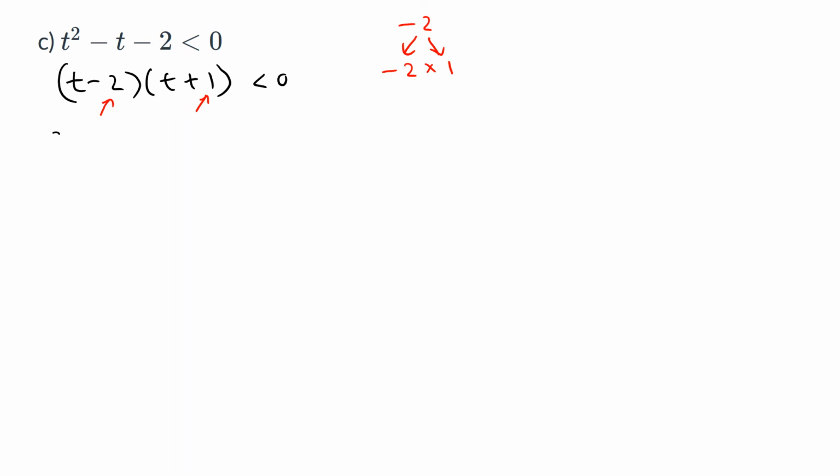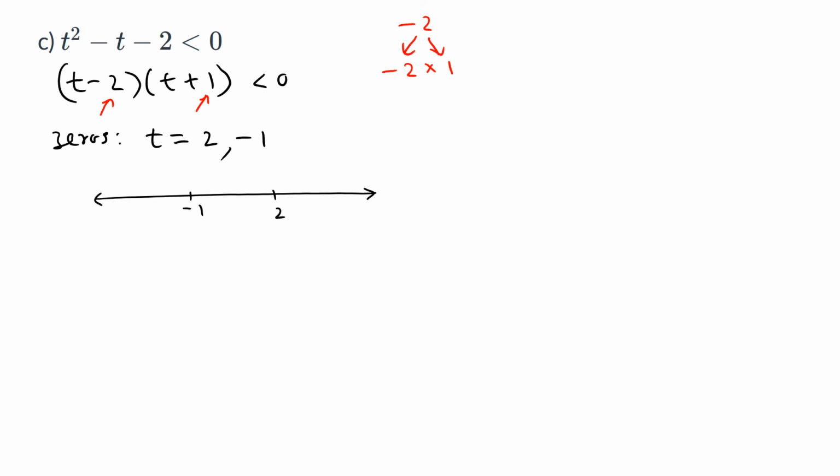Now again, the zeros, you can see what the zeros are. So the zeros are t equal to 2 and negative 1. So what we do, we put them on a number line in that order, from smaller to larger, so it is negative 1 and 2.